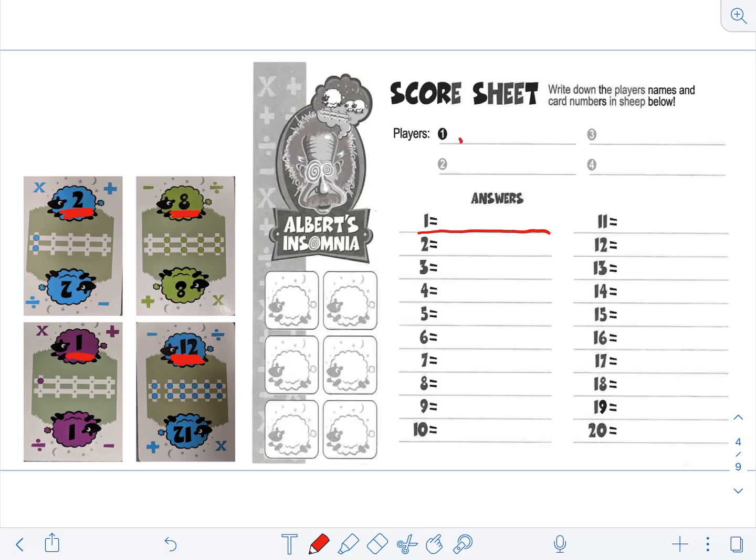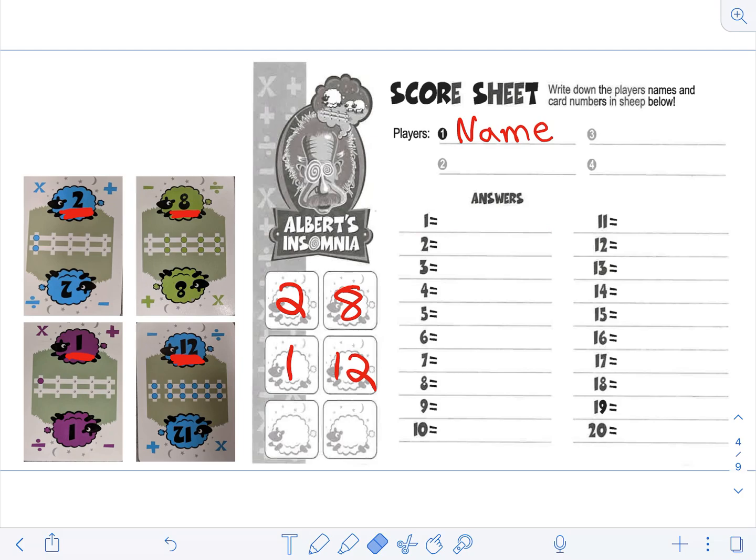So make sure to put your name under the player. And if you want, you can rewrite your numbers to keep track of them. So now, what you want is you want to figure out how to get the answer of 1.